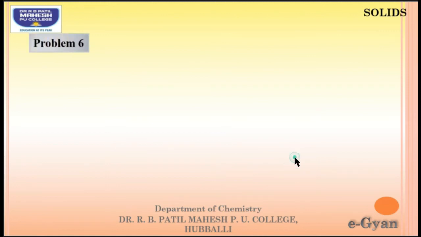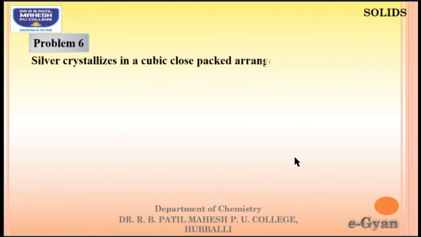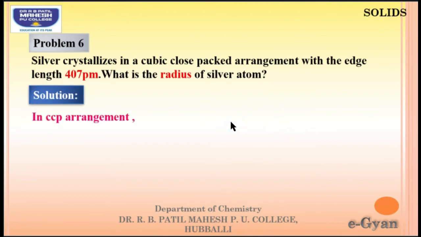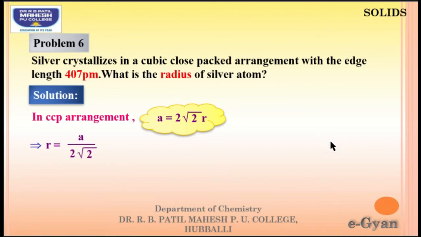Sixth one. Silver crystallizes in a close packed arrangement, which is cubic, with the edge length 407 picometer. What is the radius of the silver atom? Here they have asked for the radius. In CCP arrangement, A is equal to 2 into square root of 2 r. We have to calculate the r. They have given the A. So r is equal to A divided by 2 into square root of 2, on rearrangement.